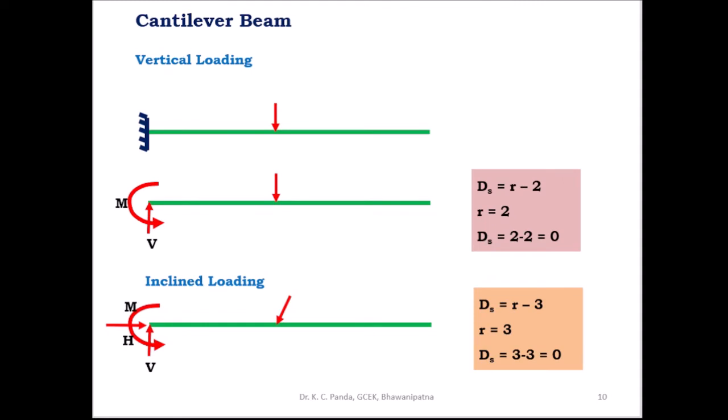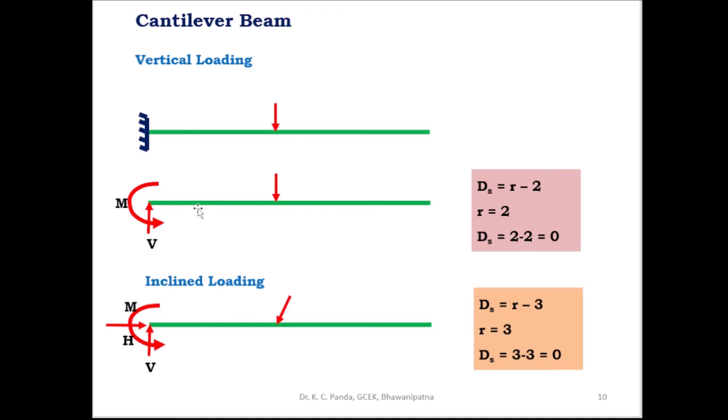Then coming to the cantilever beam. This is the cantilever beam, where this end is fixed and this end is free. Here the load is acting in the vertical direction. When the load is acting in the vertical direction, at the fixed support there is no horizontal reaction, only the vertical reaction, and the moment is acting at the fixed end.